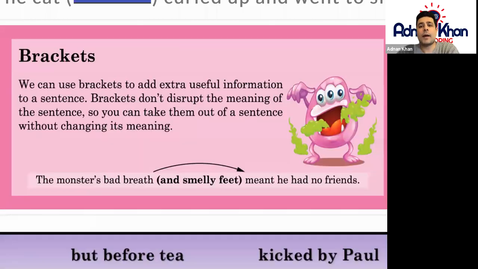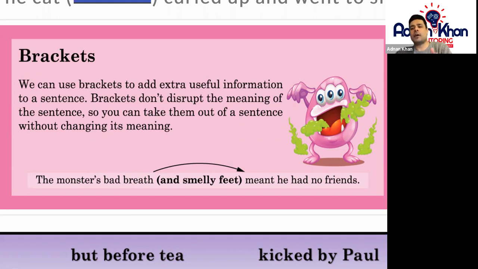Year 6 English. Now, this particular topic is all about brackets. We can use brackets to add extra useful information to a sentence. Brackets don't disrupt the meaning of the sentence, so you can take them out of a sentence without changing its meaning. So, for example, if you look at this example at the bottom of our image, it says the monster's bad breath meant he had no friends.